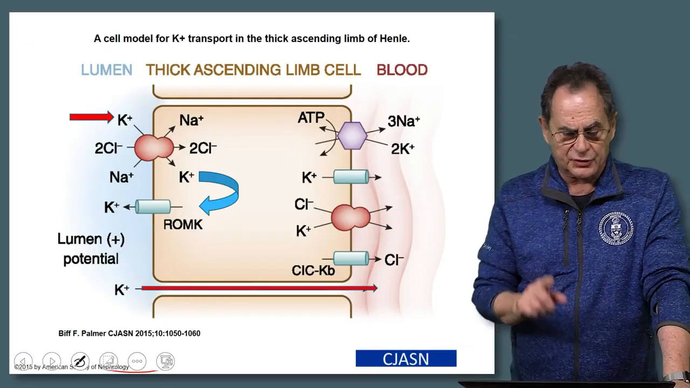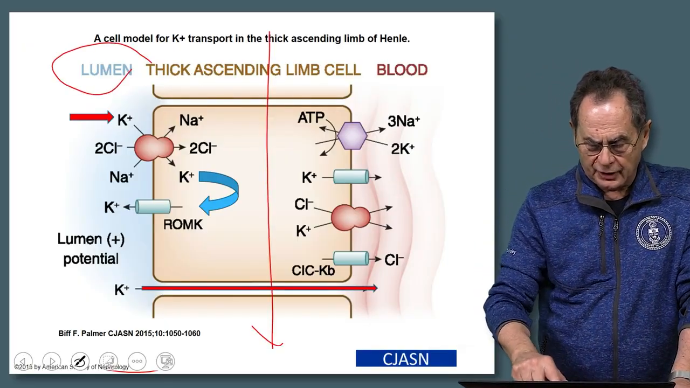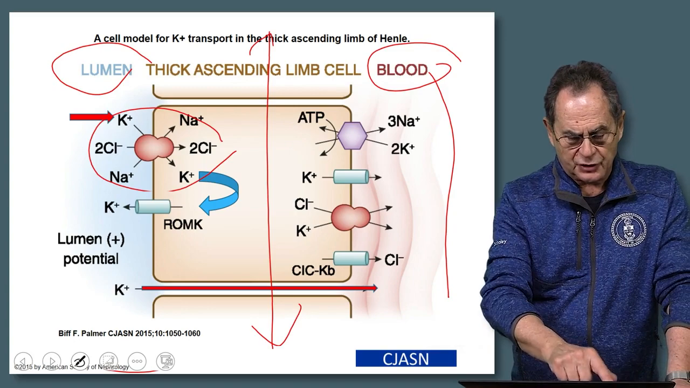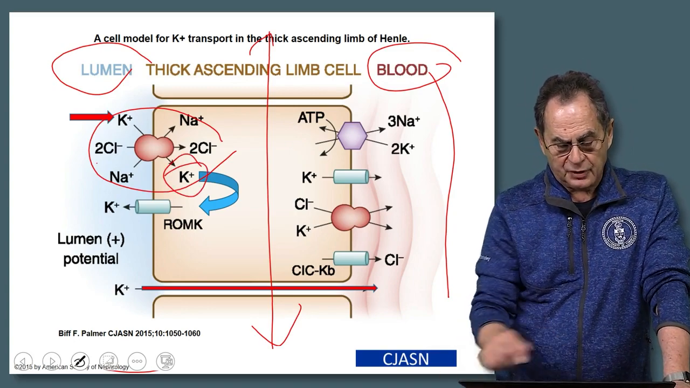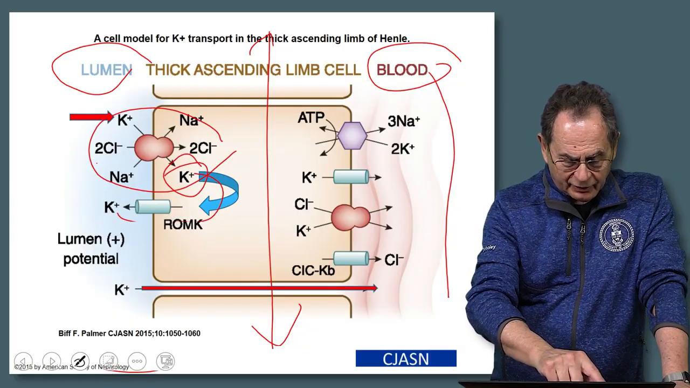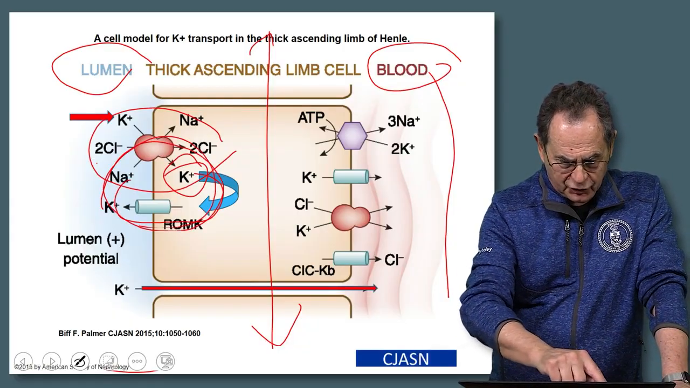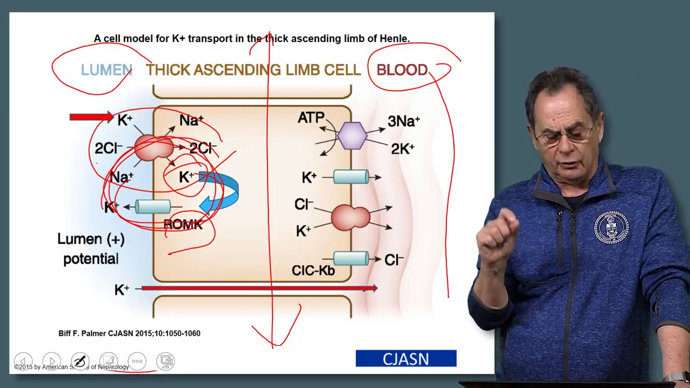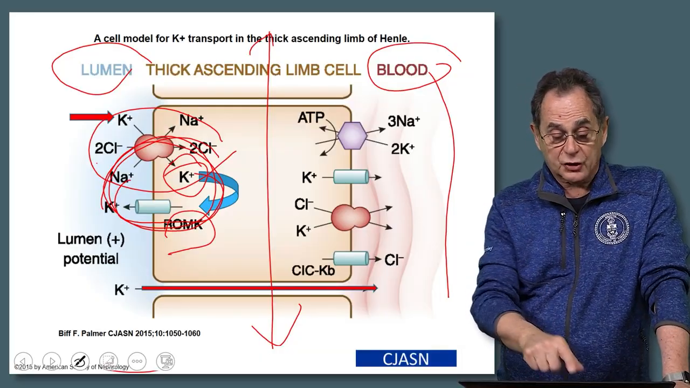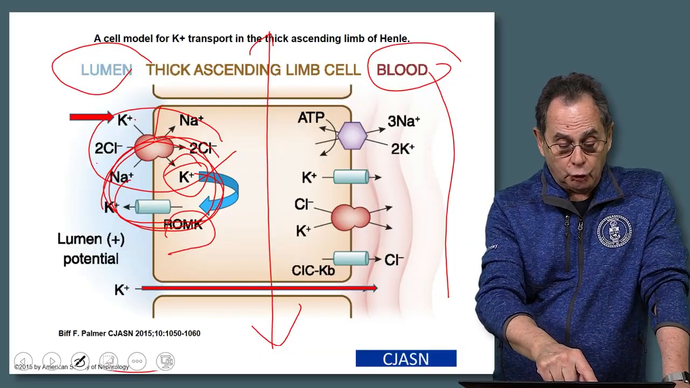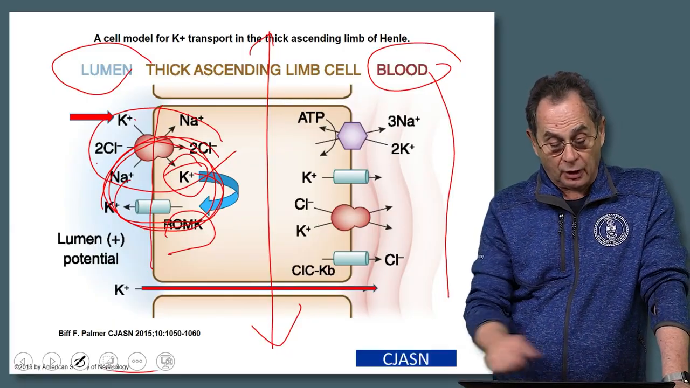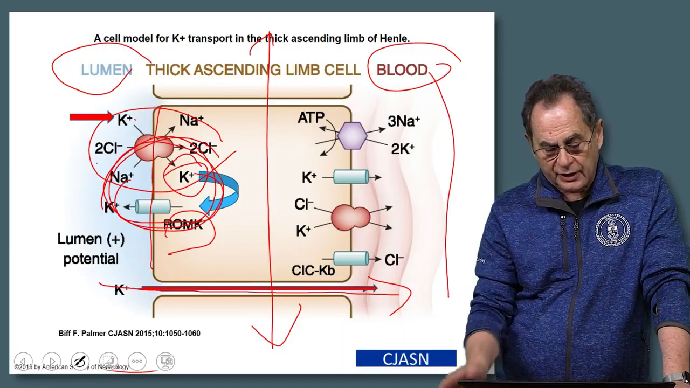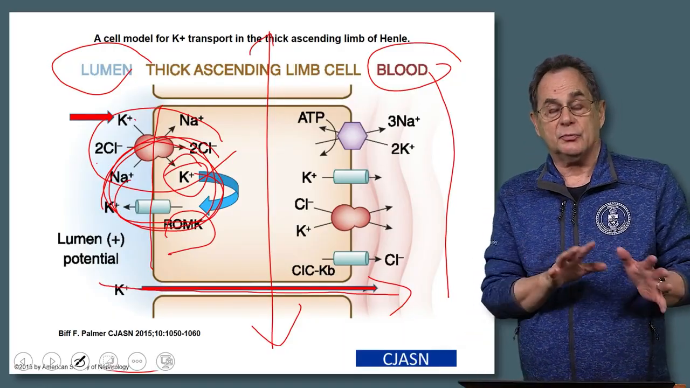So here's a thick ascending limb cell, and here's the lumen. Here are the cells here. Here's the peritubular blood compartment. Here's our famous sodium potassium 2 chloride transporter moving potassium into the cell. There's some recycling of potassium so that this transporter can continue to work. ROMK stands for renal outer medullary potassium channel. So it's just a potassium channel that resides within the luminal membrane of the thick ascending limb cell. And as water reabsorption comes and as potassium is reabsorbed, particularly peritubular potassium transport occurs.